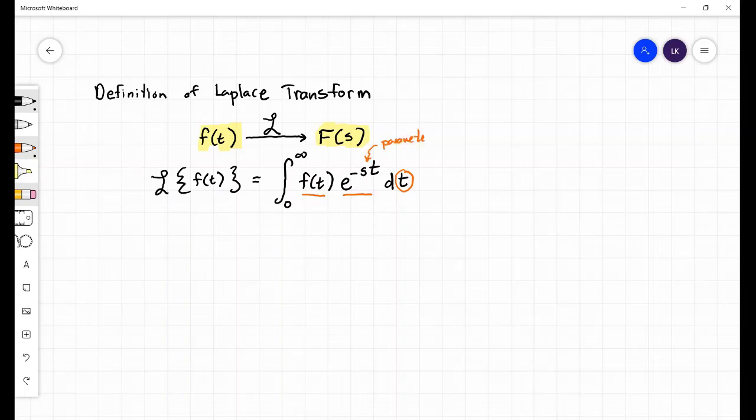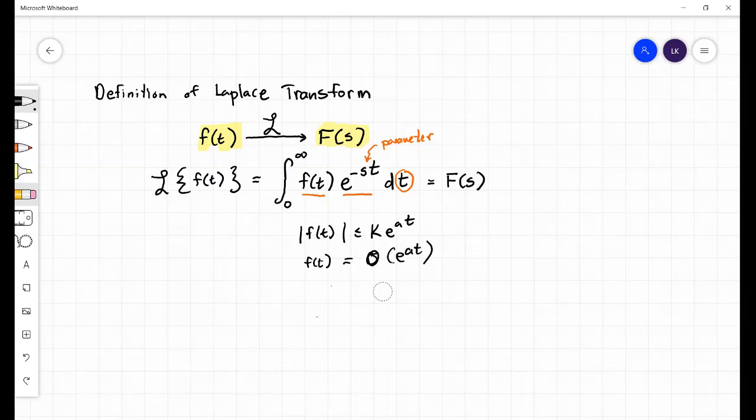And so in a sense, you're integrating out the t, and so what you should be left with at the end of the day is some expression that contains s. And so you get a function of s. And of course, this is an improper integral, so there are questions of whether this integral will even converge. Well, it turns out that as long as your function is big O of an exponential, so it doesn't grow faster than some exponential function eventually, then this will converge. So f of t has to be big O of e to the a t.